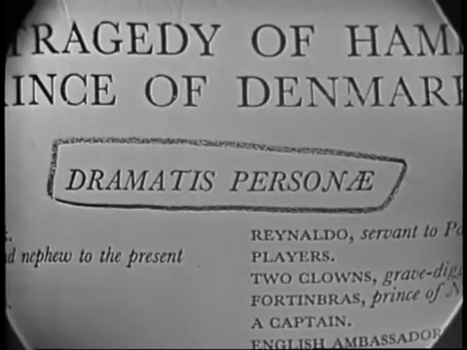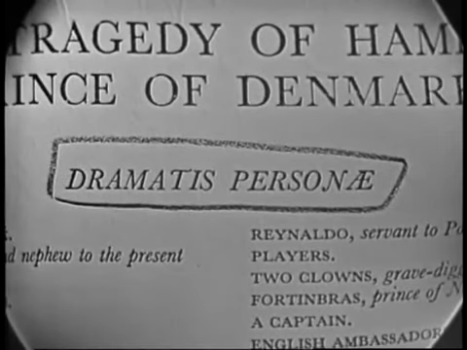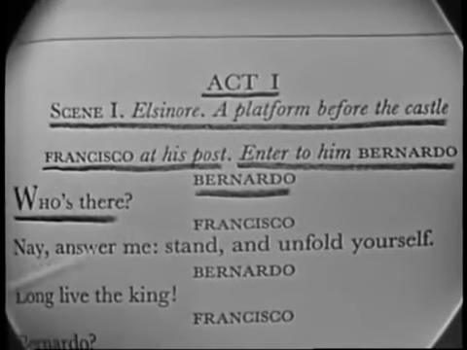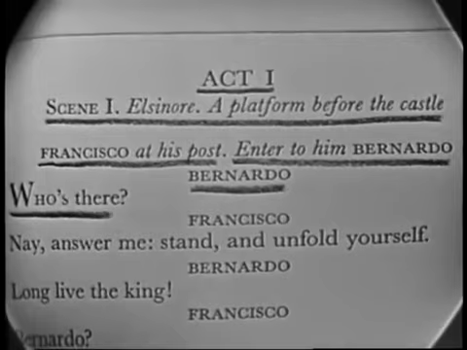Only look at Hamlet. You see dramatis personae, then you find Act 1, Scene 1, Elsinore, a platform before the castle. Francisco at his post. Enter to him Bernardo. Bernardo, who's there? That's all. No description of the set or of the period, the costumes, the characters, nothing. Is Bernardo huge or tiny? 20 years old or 40? Is it a cold night, windy, cloudy, raining? Not a word, just Elsinore and who's there.